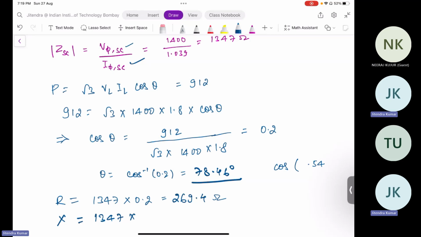Sin theta, sir. Yes, sin theta, since it is sin of 90 minus theta, which is cos theta. So X is 1347 into sin 78.46. How much is it coming? 1319.77.